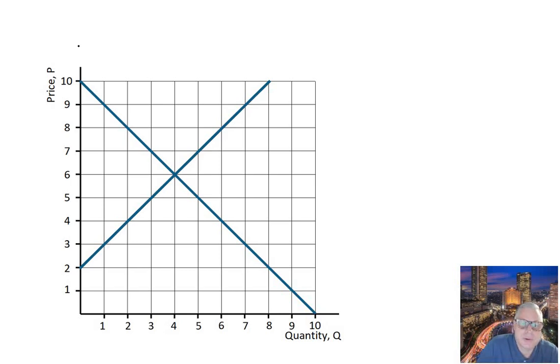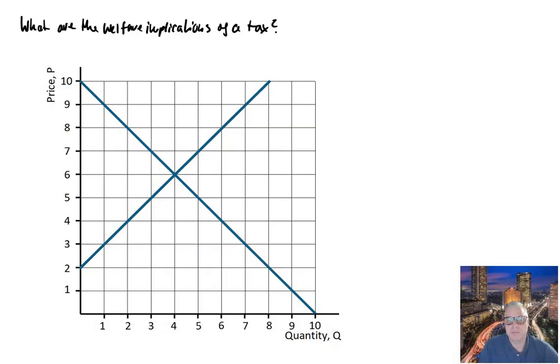Okay, let's turn next to the welfare implications. What are the welfare implications of a tax? So specifically, we assume that there is a tax of 2 units being imposed on the supply curve. The tax, and specifically we called it an excise tax. The excise tax is 2.